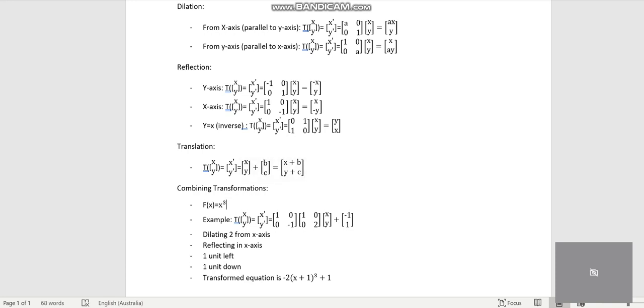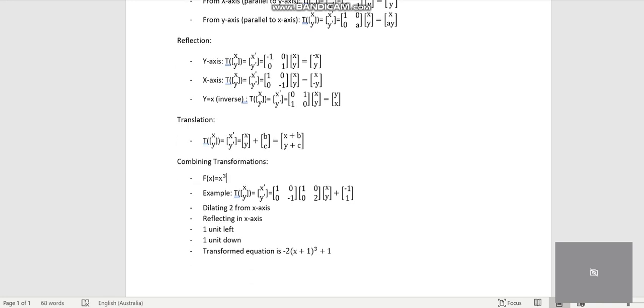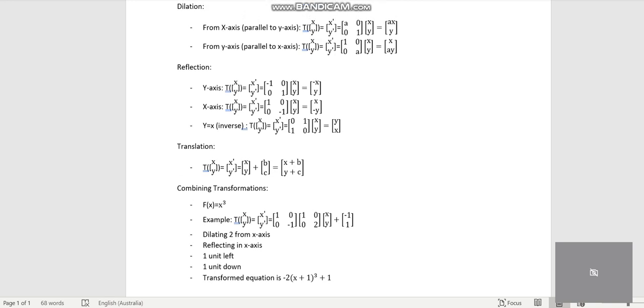And then afterwards, if you do all this, the transformed equation should be the following: minus 2 times bracket x plus 1 bracket cubed, plus 1. Yeah, that should be it.